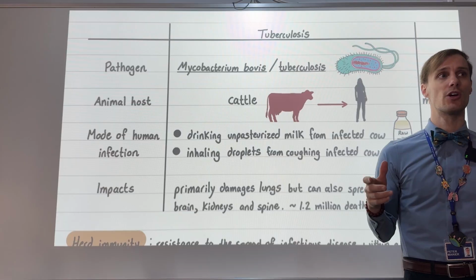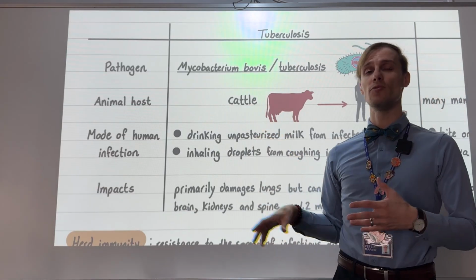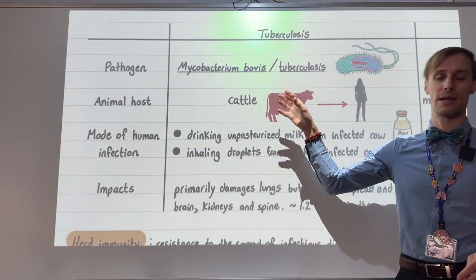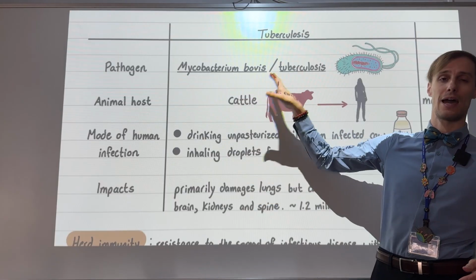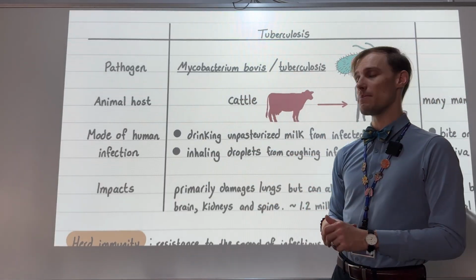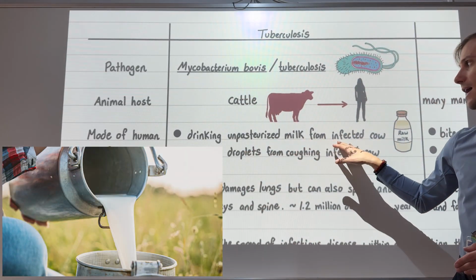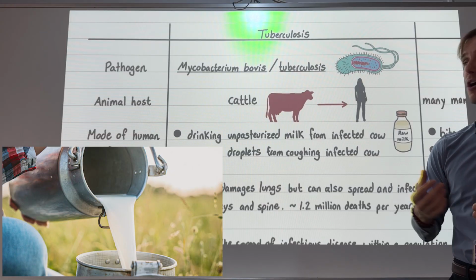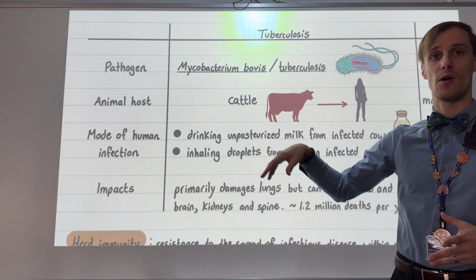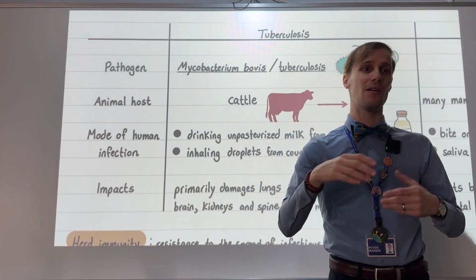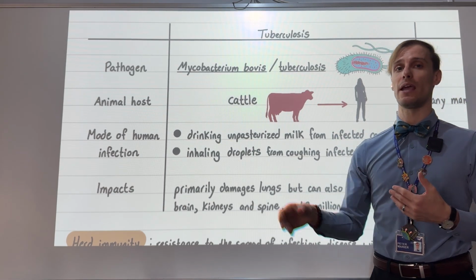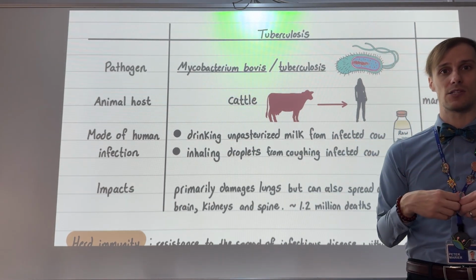So there are 2 major clear vectors, or 2 major routes, that this particular bacterium can be transferred from a cow to a human. That being 1, drinking unpasteurized milk from an infected cow. So if I were to milk this cow and then immediately drink this milk, that can absolutely contain this bacterium and I can be infected as a result.